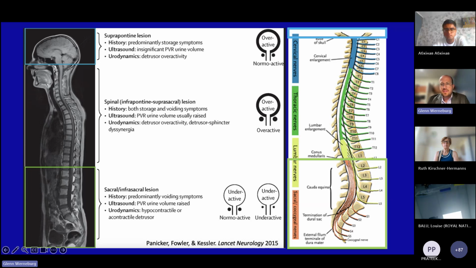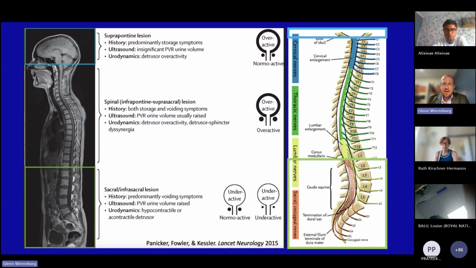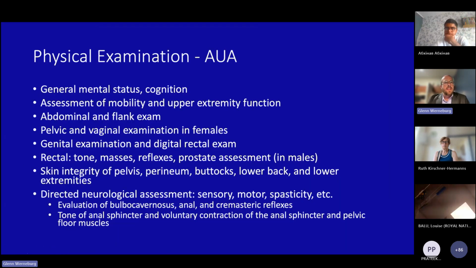On the right of this slide, I show you where the cutoff is for the suprasacral spinal cord lesion. This is about the level of the L1 vertebra. So above L1, suprasacral spinal cord lesion. Below L1, you're no longer in that category. L1 can often go either way.